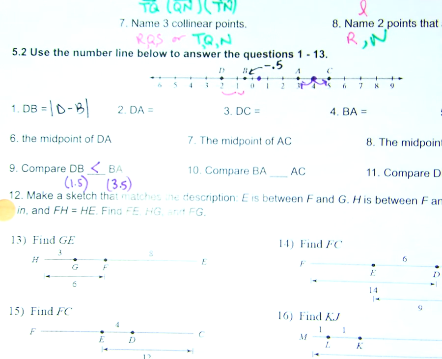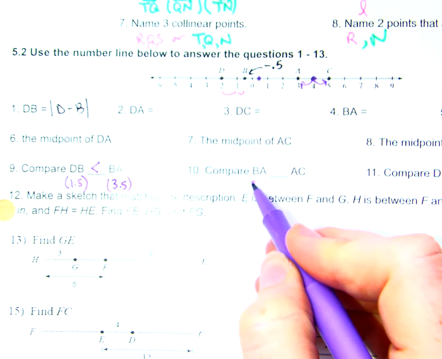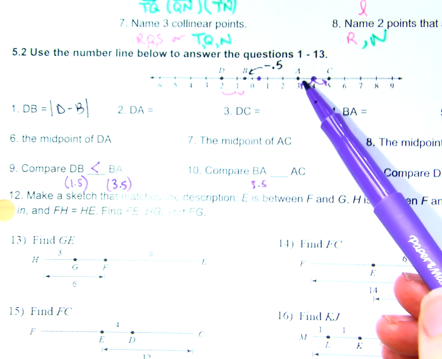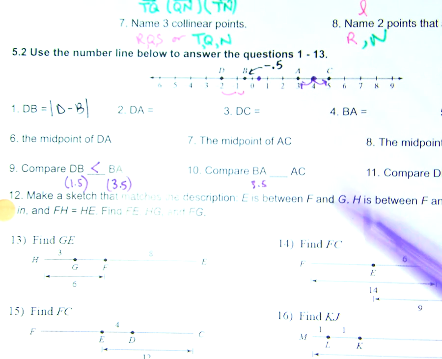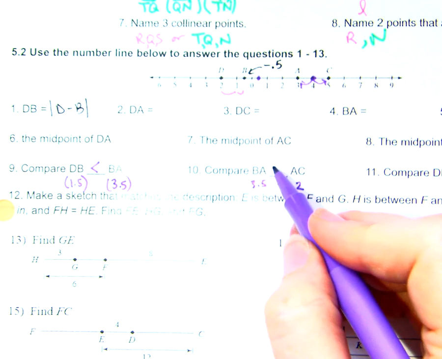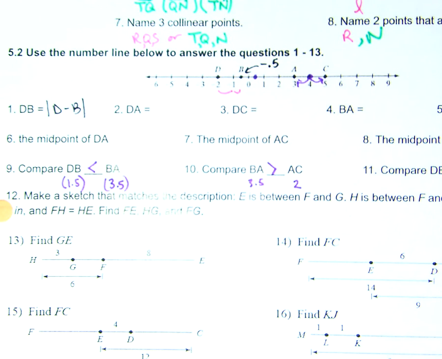One more like that. We just found that BA is 3.5. So I'm going to come up here and look at AC. If I count AC, 1, 2. From A to C is 2 units. 3.5 is larger than 2, so on this one I would use the greater than symbol.